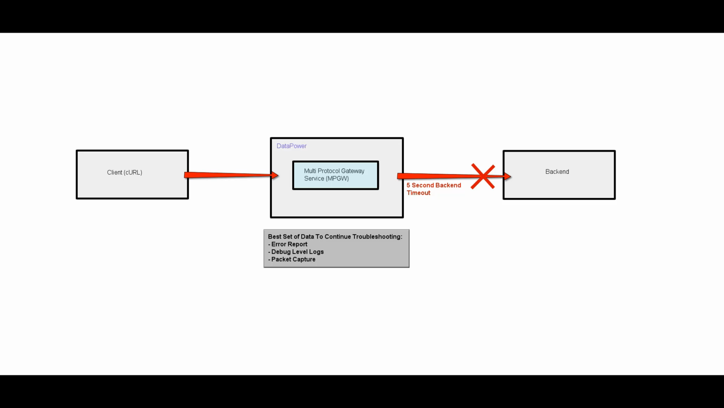Typically, when working with DataPower support, you will be requested to gather more detailed data on events such as this to determine the root cause of the failure. For this scenario, the best set of data to gather at the time of the connection failure would be an error report, debug level logs, and a packet capture.